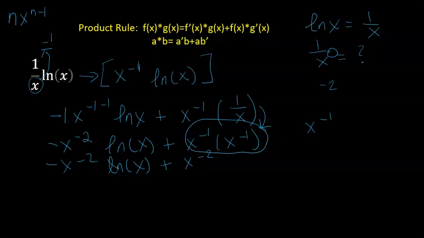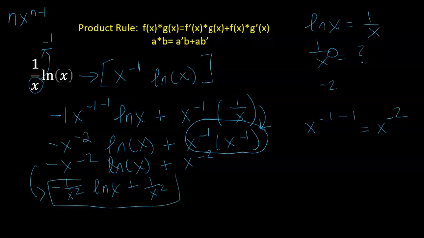X negative 1 is x negative 2. That's all I did. What does that look like if I were to make it fractions again? It would be negative 1 over x squared ln x plus positive x squared, right? This could be the answer.